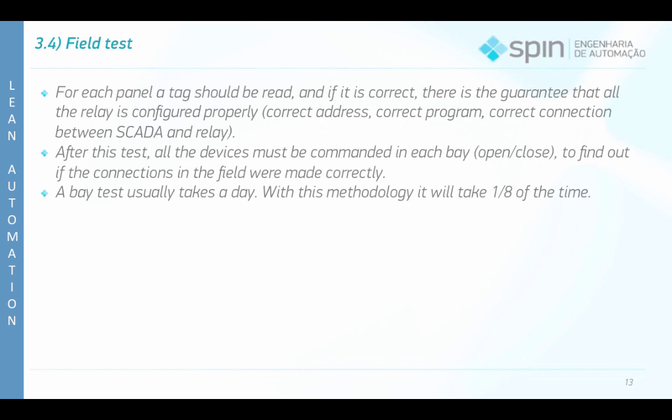For the field test environment, we need to monitor the functioning of SCADA in its final environment. Considering the path we have taken so far, all we need to do is test a tag on each panel. If the test runs, we have the guarantee that the address is correct, as well as the program and the connection between SCADA and relay. Then we should command each bay of all devices to test connections. A process that usually lasts 1 day for each bay shall last an eighth of the time.